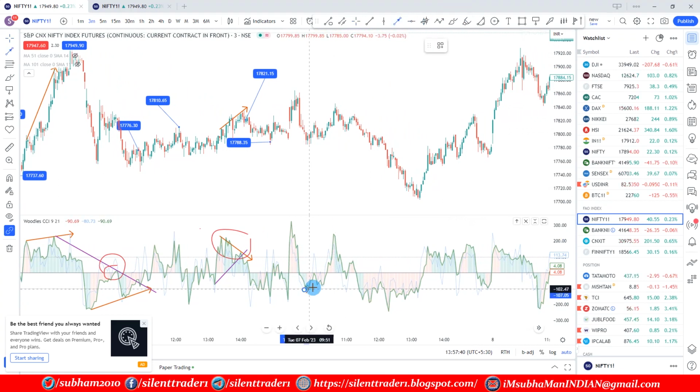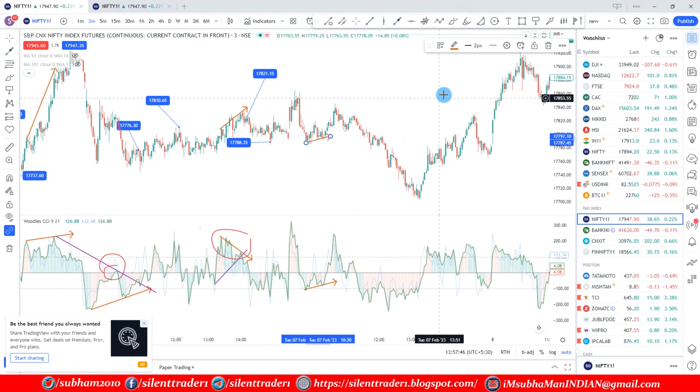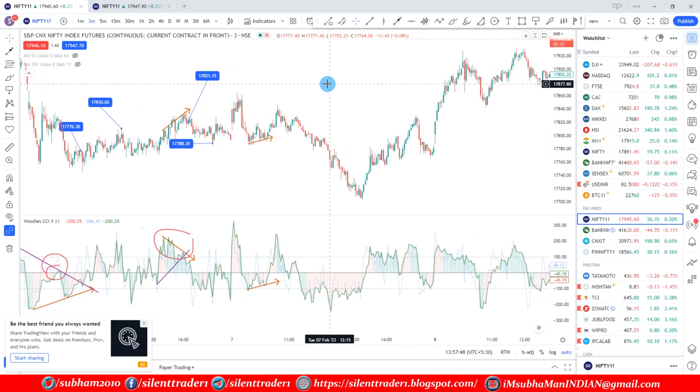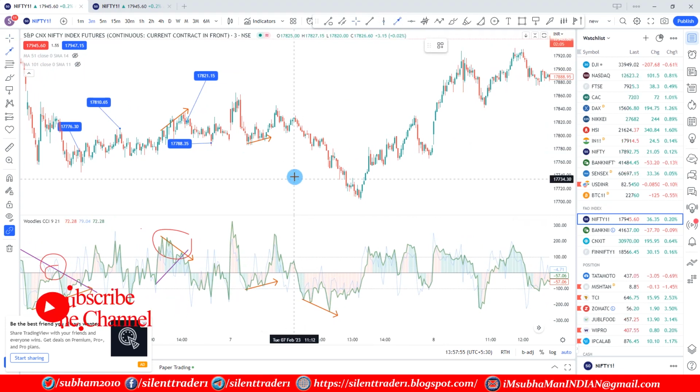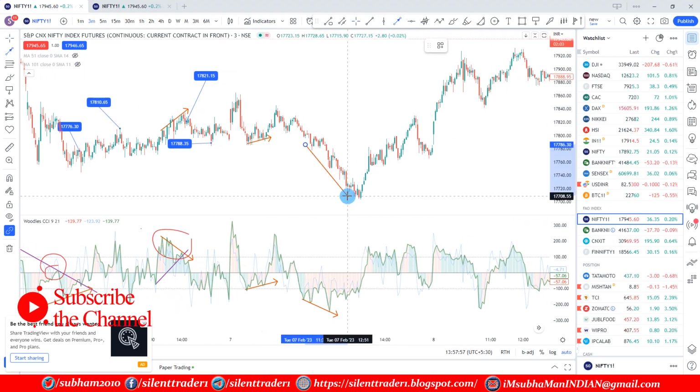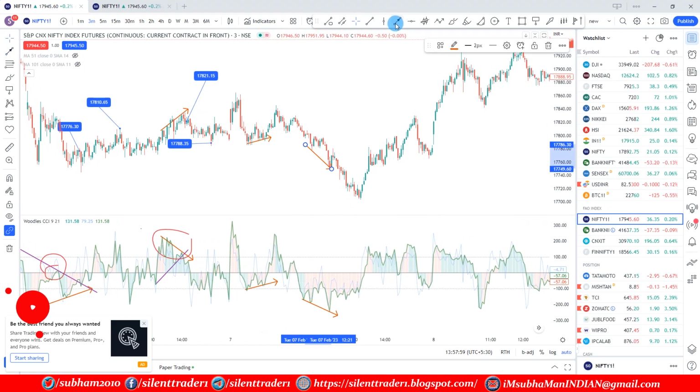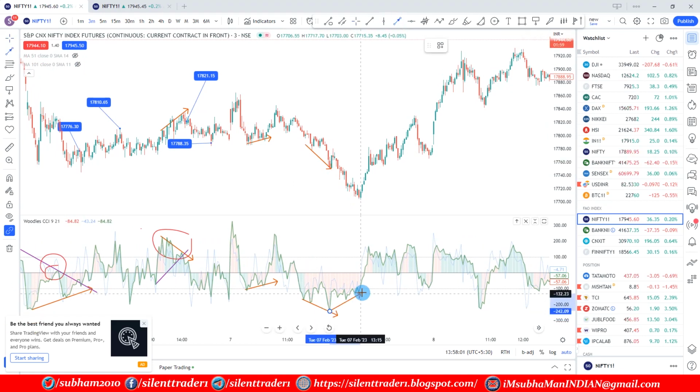Next one, CCI positive trend, price also same trend. Next one, CCI negative trend, price also same trend. Next one, CCI positive trend, price positive trend.